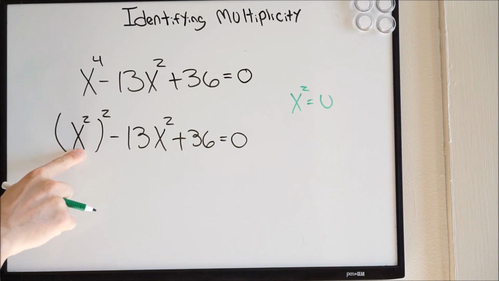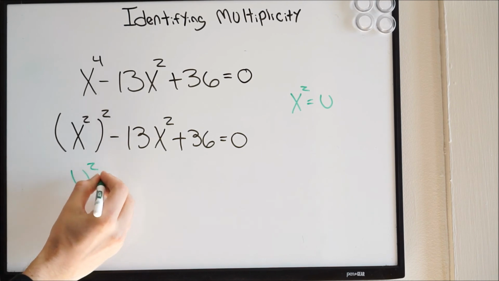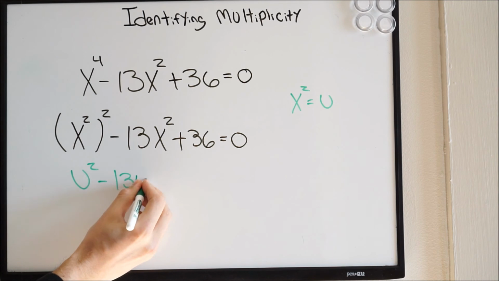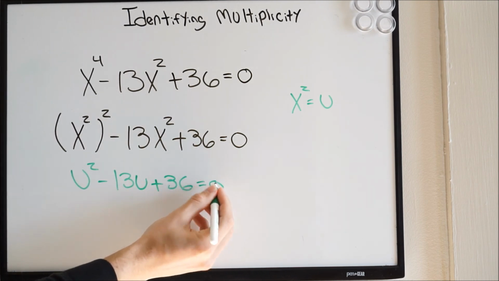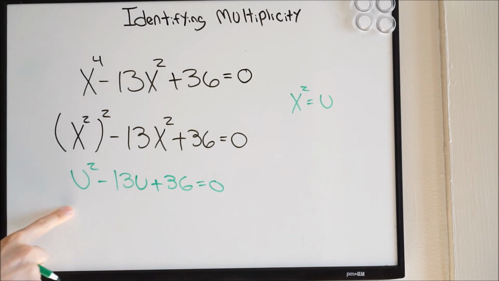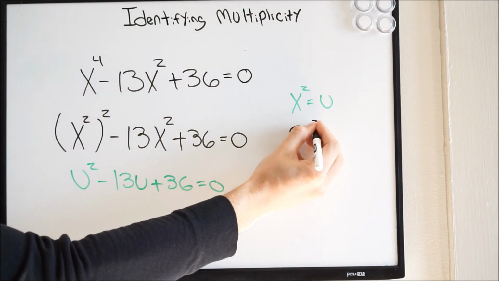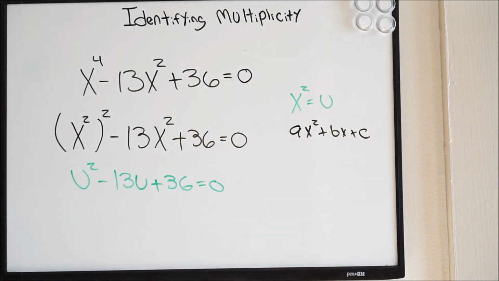So if I replace this with a u, this whole thing here will just be u squared. So now I have u squared minus 13, well here's another x squared, so u, plus 36. This is all equal to 0. And we can see now that this is a quadratic, right? Remember the definition of a quadratic, the equation of a quadratic is going to be ax squared plus bx plus c. Okay, and we can see that we are in that form. So knowing this, we can use the AC method now to factor.